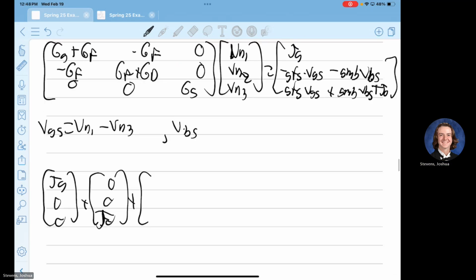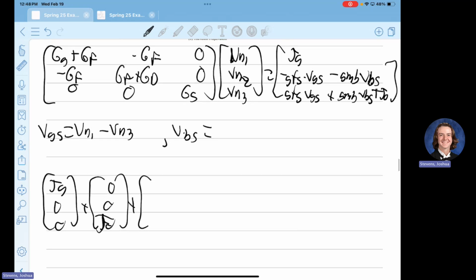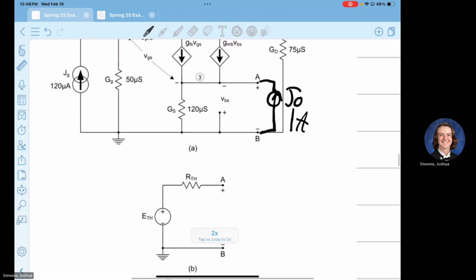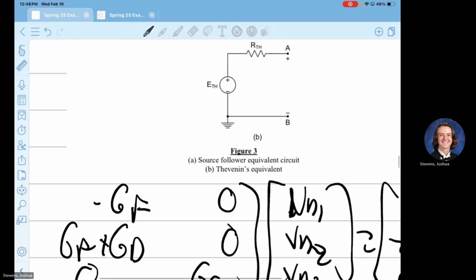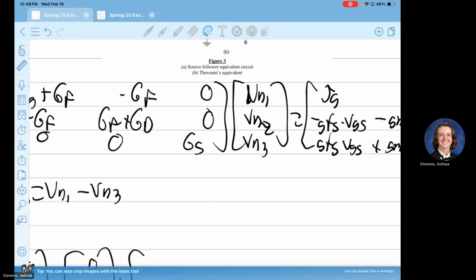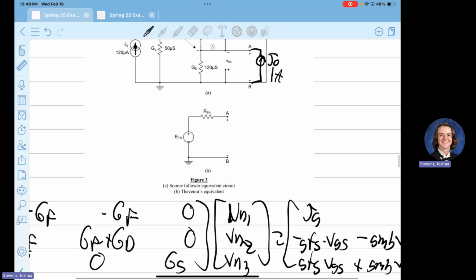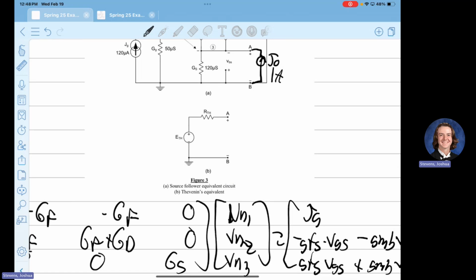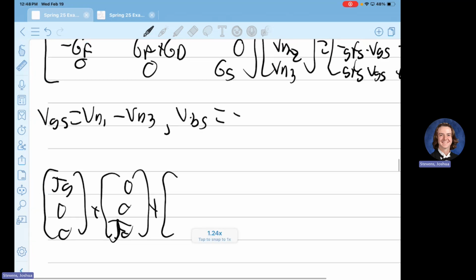And VBS is right here. There's a negative touching VN3 and there's a positive touching ground. Does everybody understand why it's negative VN3? We have a negative touching VN3 and a positive touching ground. And if ground is our 0, that's like saying 0 minus VN3, which is just negative VN3. Does that make sense? Cool. All right, negative VN3.